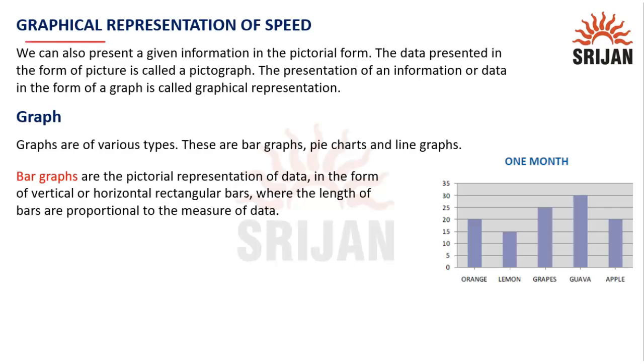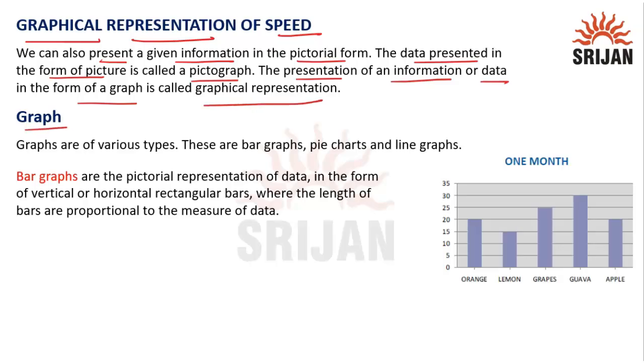In this video, we will learn about graphical representation of speed. We can also present a given information in the pictorial form. The data presented in the form of picture is called a pictograph. The presentation of an information or data in the form of a graph is called graphical representation.